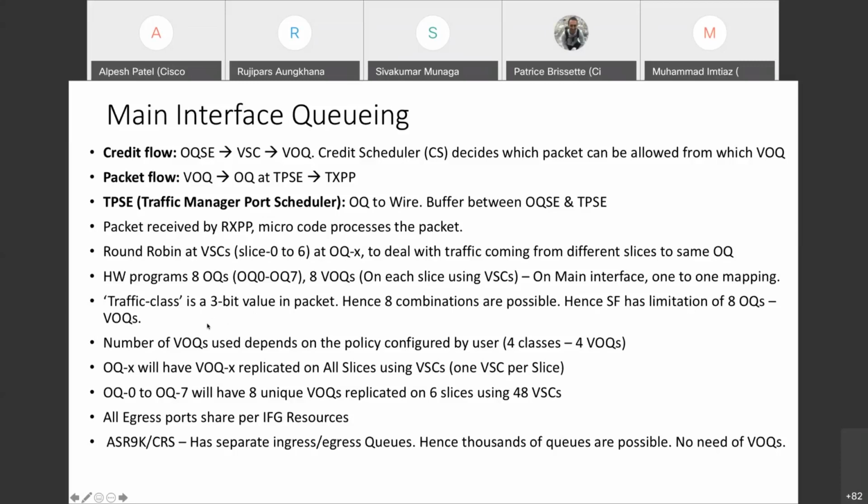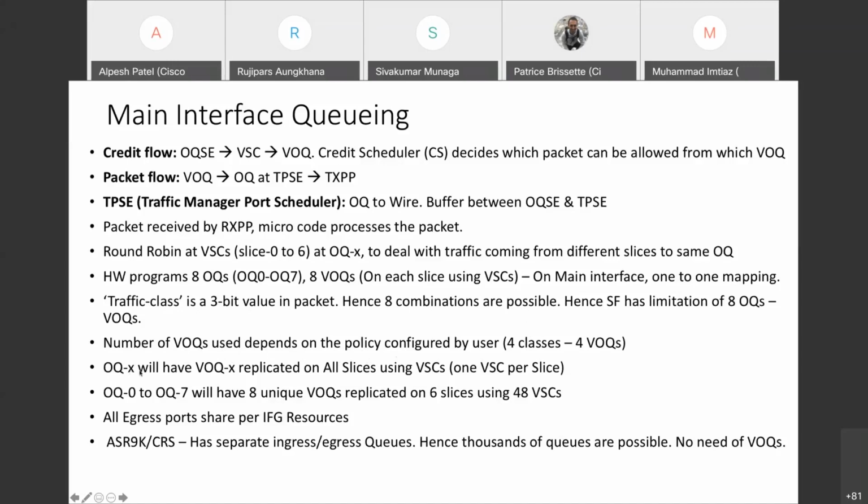No problem. Thank you. One more reason that we have the 8 VOQs is that the traffic class is a 3-bit value in the packet, and there are 8 combinations possible, and that's why Spitfire has the limitation of 8 output queues. The number of VOQs used depends upon the policy configured by the user. If we have 4 classes, we'll be using 4 VOQs, but the rest of the VOQs will be there and will be counted towards the resources but not used.